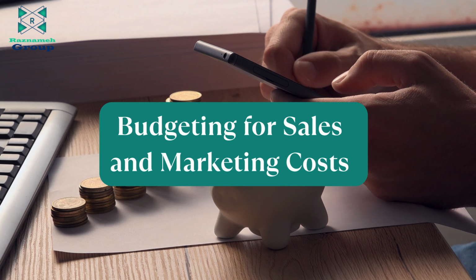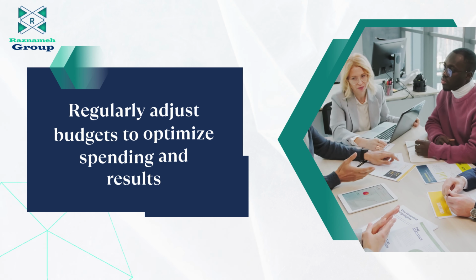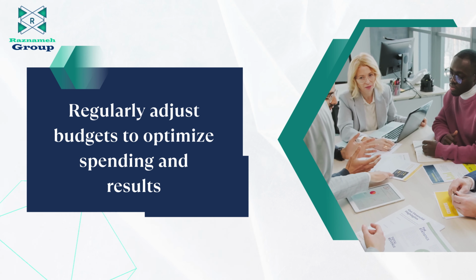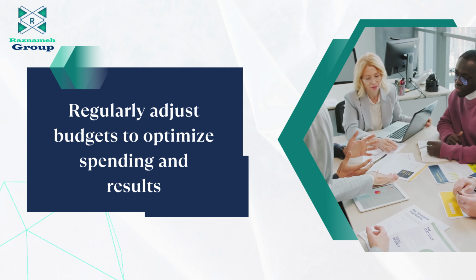To start, setting realistic budgets for your campaigns and sales operations is key to ensuring that you stay on track. Next, it's crucial to allocate resources effectively across different channels and teams, prioritizing those that drive the most value. Finally, be sure to regularly adjust your budgets based on performance metrics so you can optimize spending and maximize results.